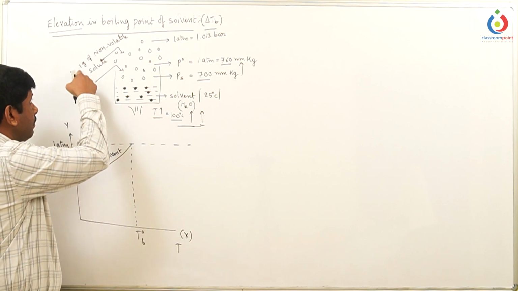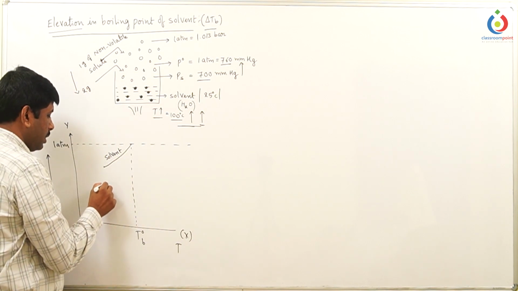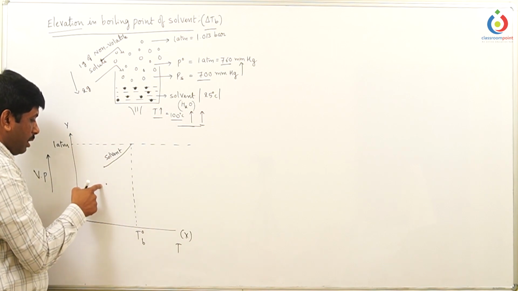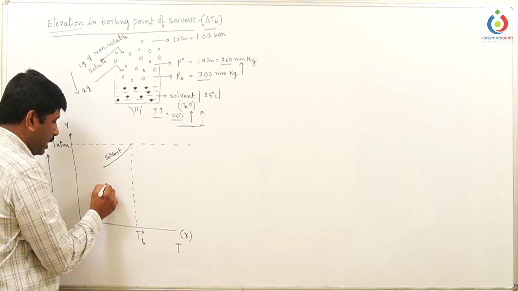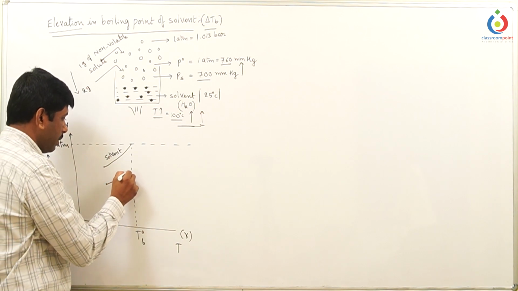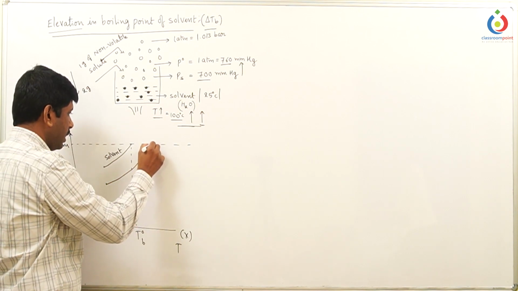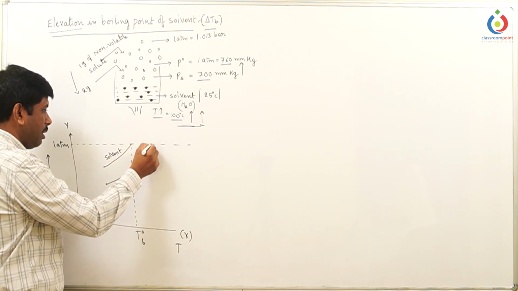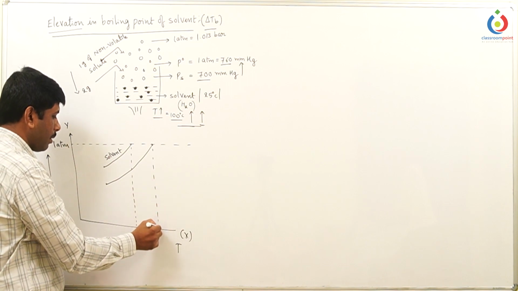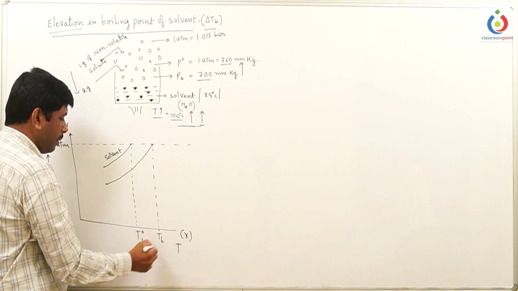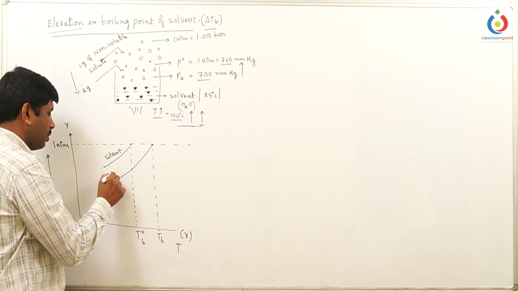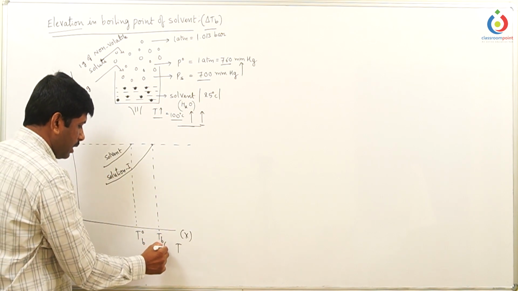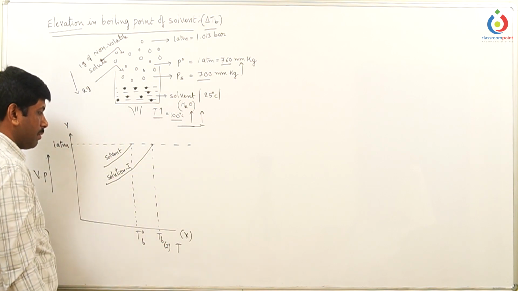Let us take the solution with 1 gram. The solution's vapor pressure is obviously less, so it begins from the bottom of the solvent curve. Again, when temperature increases, vapor pressure increases. After a certain period of time, its vapor pressure equals atmospheric pressure. So from here it starts boiling. That is the boiling point of the solution. I am taking this solution as solution 1, and this is the boiling point of solution 1.